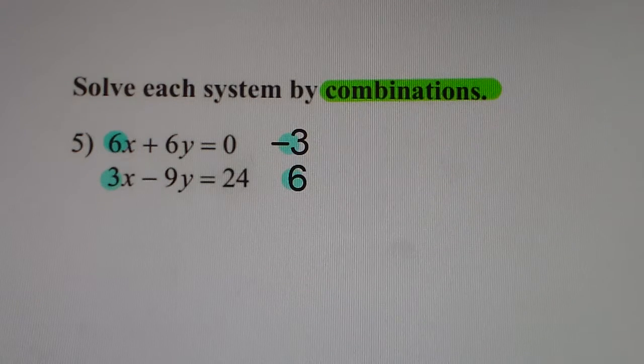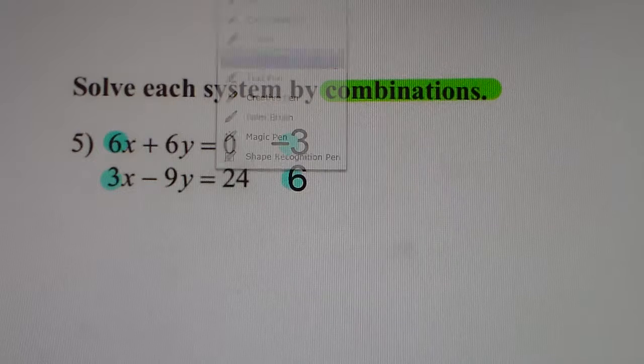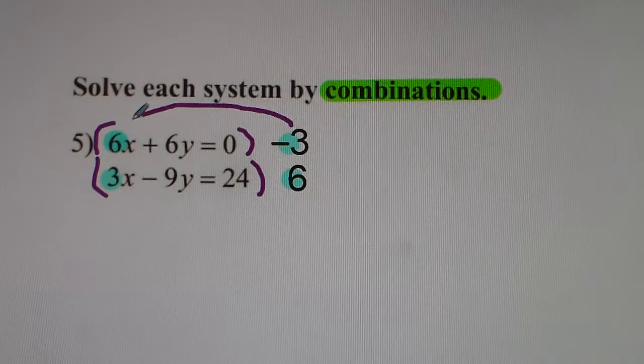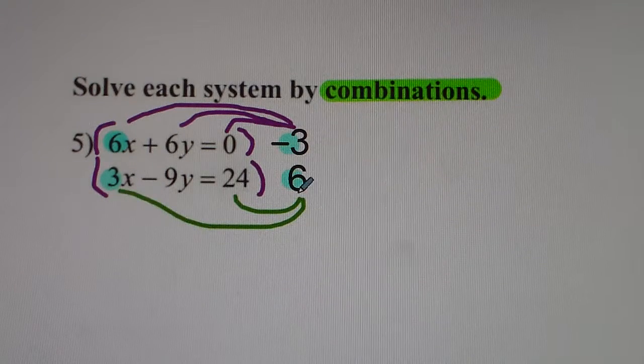Next step, we put our parentheses in. So I put my parentheses in just to remind myself that we have to distribute to all the terms. So negative 3 times 6, negative 3 times 6 again, and then negative 3 times 0. Then this is going to be 6 times 3x, 6 times negative 9y, and 6 times 24. So we write it out.